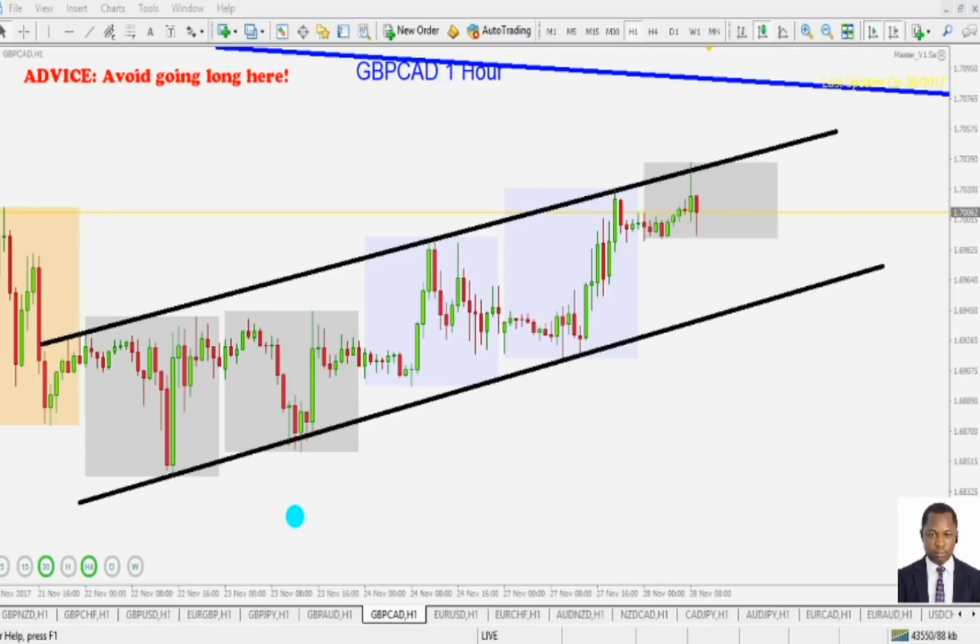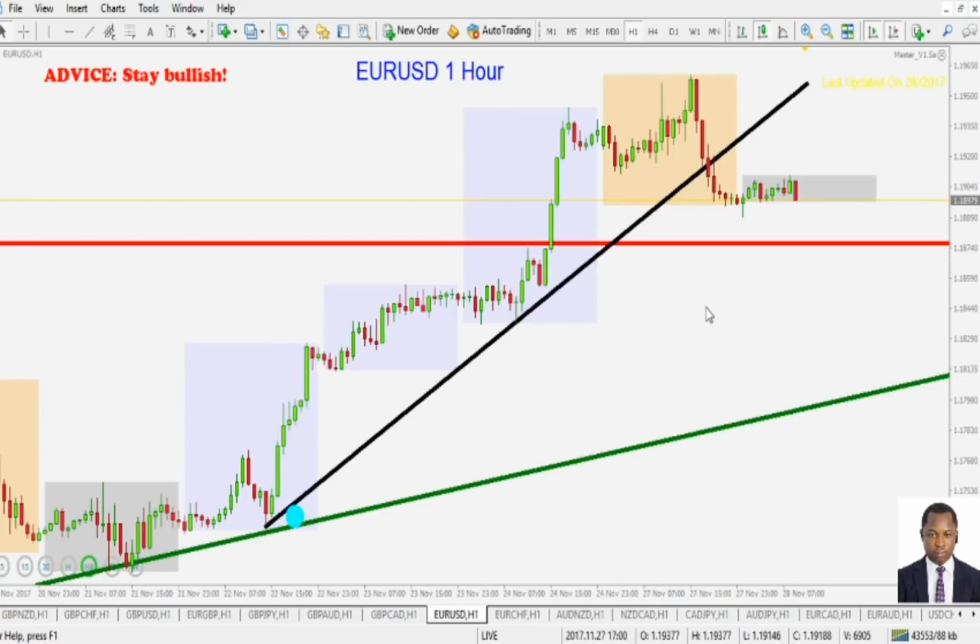Looking into the euro against the American dollar again. So this is the euro against the American dollar that we will be looking into right now. Okay. All right, euro against the American dollar. This is the 1 hour time frame. The rising trend line here has been broken. No pullback to retest that trend line.